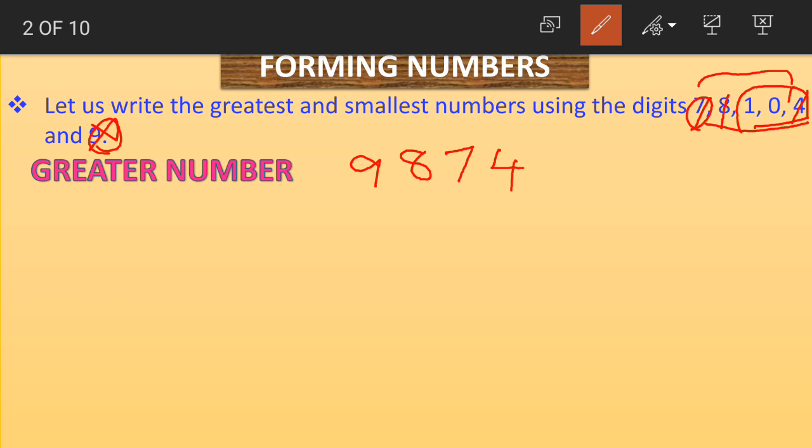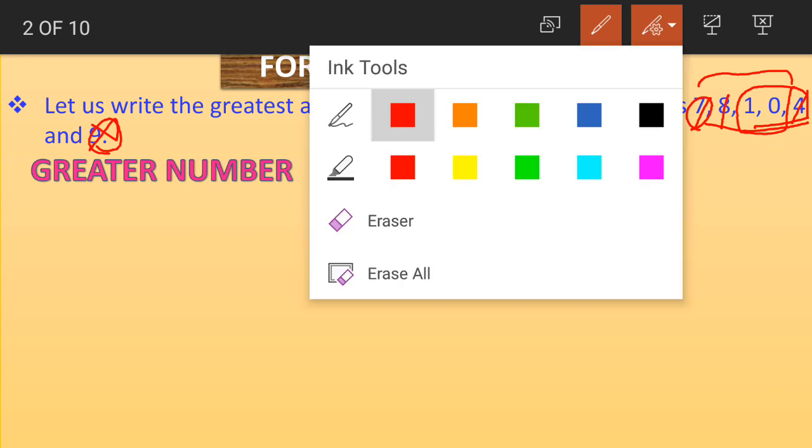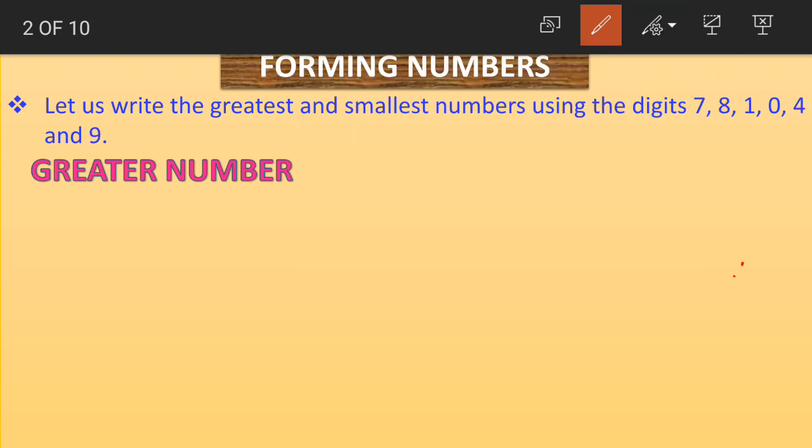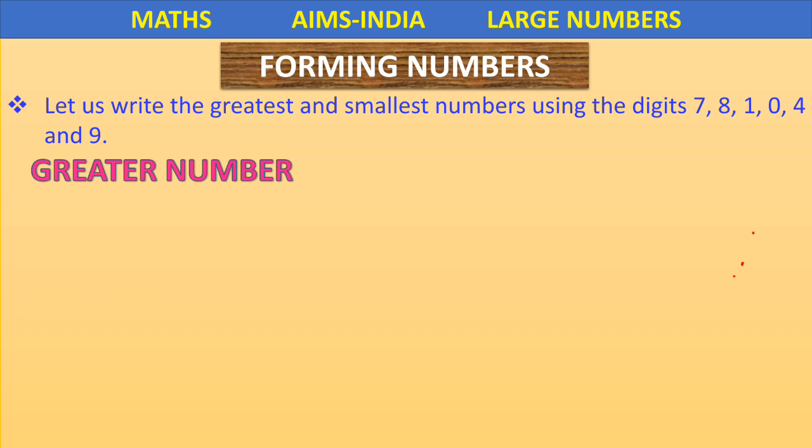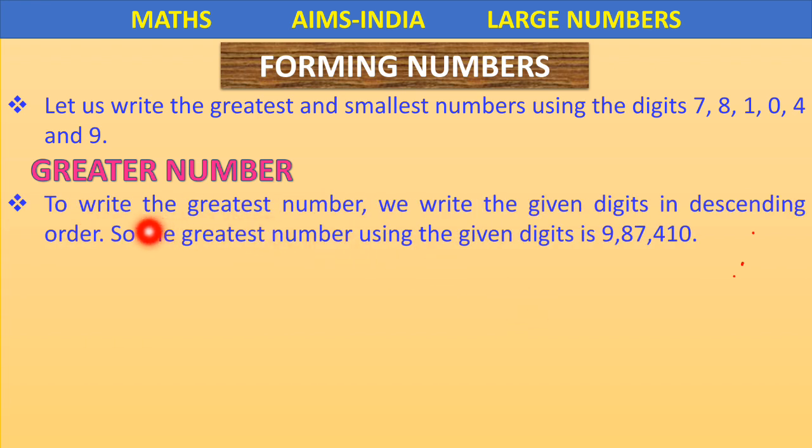And then we are having only 1 and 0 left. Which is the greatest number? 1. And the remaining number is 0. So 0 will be written at the last. The greatest number using the given digits is what, children?